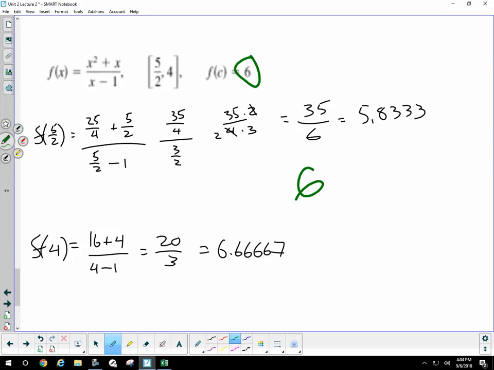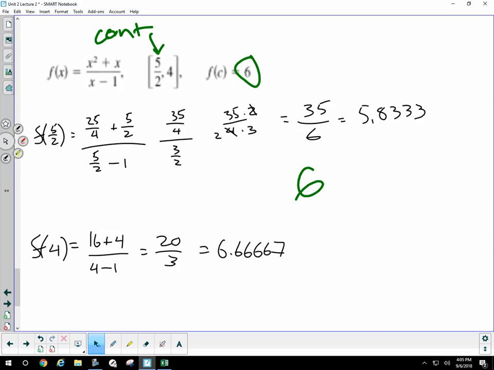Okay, good. But is this function continuous in our interval? Ah, very nice, Mr. Kalia. It is not continuous everywhere. At 1, it has a discontinuity, but it is continuous between 2.5 and 4. So we check off the continuity part. Continuous on this interval, fantastic, which means we know that the solution exists.